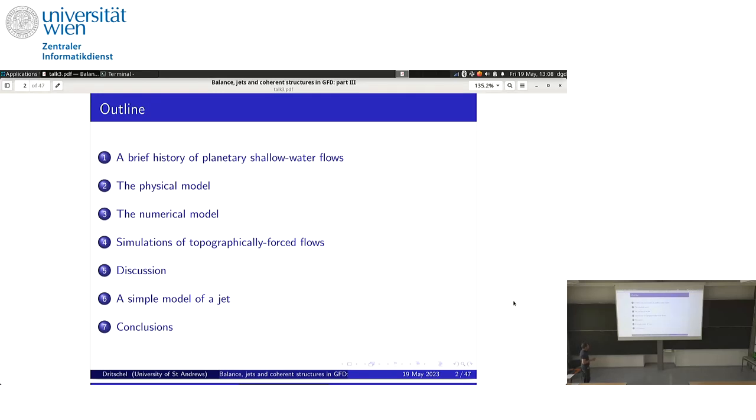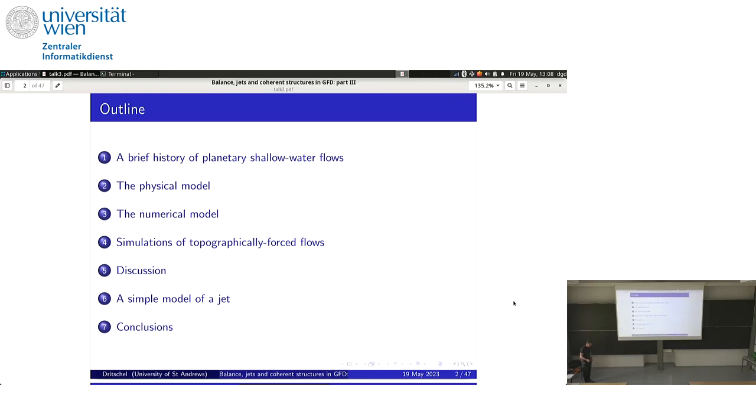So I'll talk about the physical model. This will be the shallow water model. You've seen this before in the talks before, but not in spherical geometry. Spherical geometry is only bringing in the planetary vorticity variation, which is the decisive factor we need for jet formation.